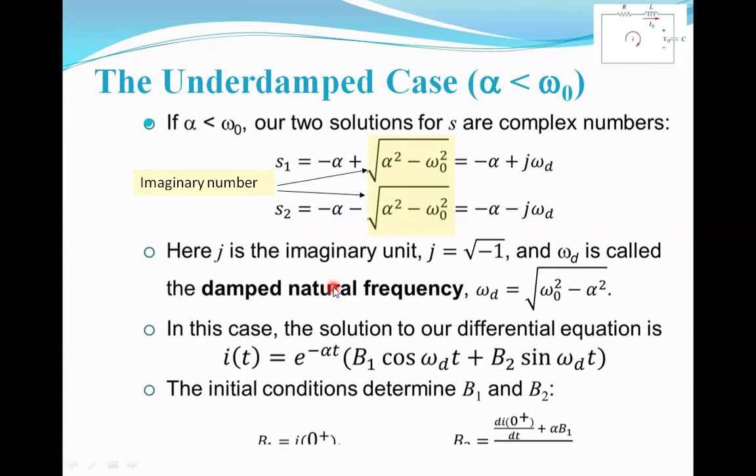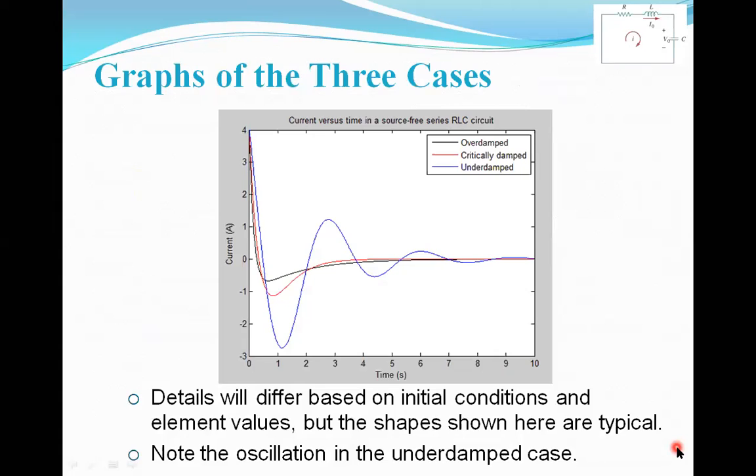So in this case, the solution to our differential equation will be i equal to exponential of minus alpha t into b1 cos omega d t plus b2 sin omega d t. The initial conditions are given for b1 and b2 as well. This is the graphical representation of all the three conditions.